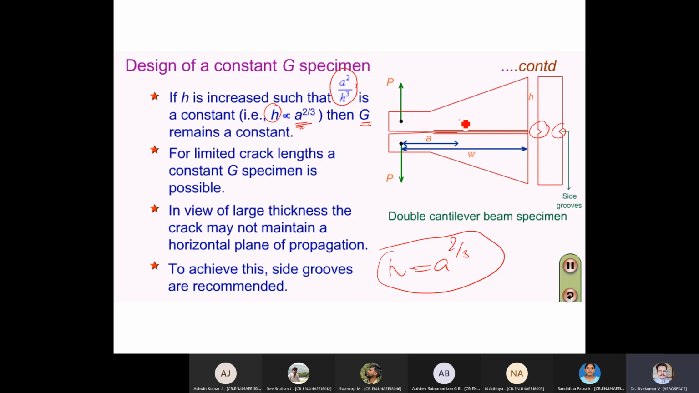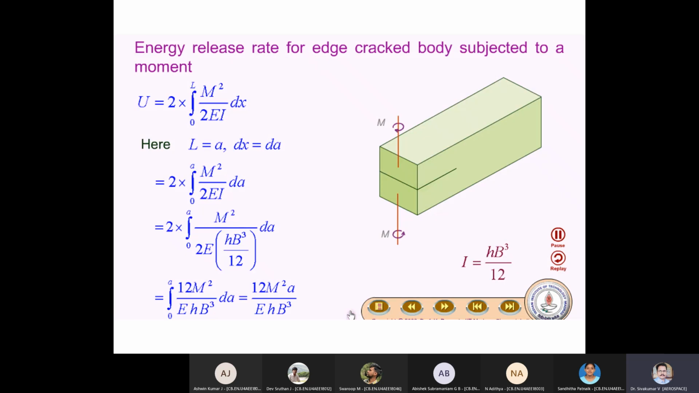This is initial A. After that, what will happen? The A will increase, no? Every delta A, the A will increase, no? So for that purpose only, we are making this H proportional to A to the power 2 by 3, so you will get the consistent G. Okay, that is where we stop.